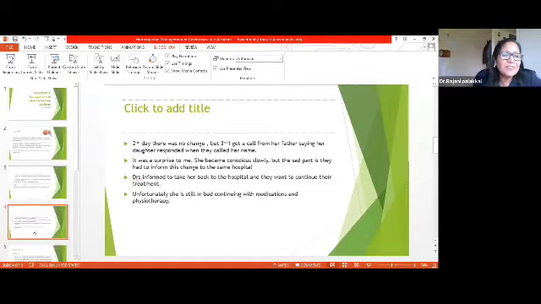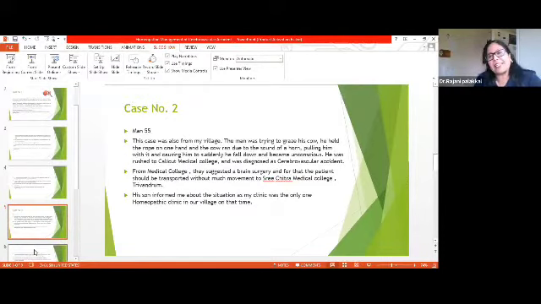Okay. And for the next case, case number 2, this man was also from our village. He's a 55-year-old man. This case was also from my village, called Chemanjeri village. The man was trying to graze his cow. He held the rope in his hand, and the cow ran due to the sound of a horn. Pulling that rope tightly with his hand, as the cow was running, he was running behind it, and he fell down. Okay, and he became unconscious.